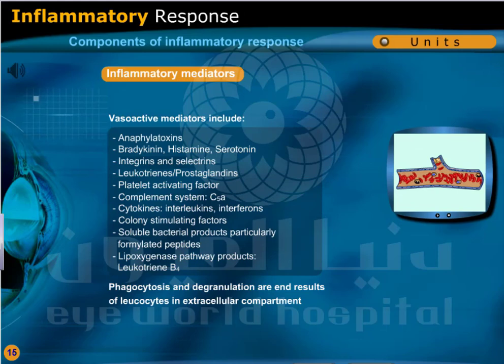Vasoactive mediators include anaphylatoxins, bradykinin, histamine and serotonin, integrins and selectins, leukotrienes, prostaglandins, platelet activating factor, complement system C5a, cytokines, interleukins and interferons, colony stimulating factors, soluble bacterial products, particularly formylated peptides, lipoxygenase pathway products, leukotrienes B4. Phagocytosis and degranulation are end results of leukocytes in extracellular compartment.